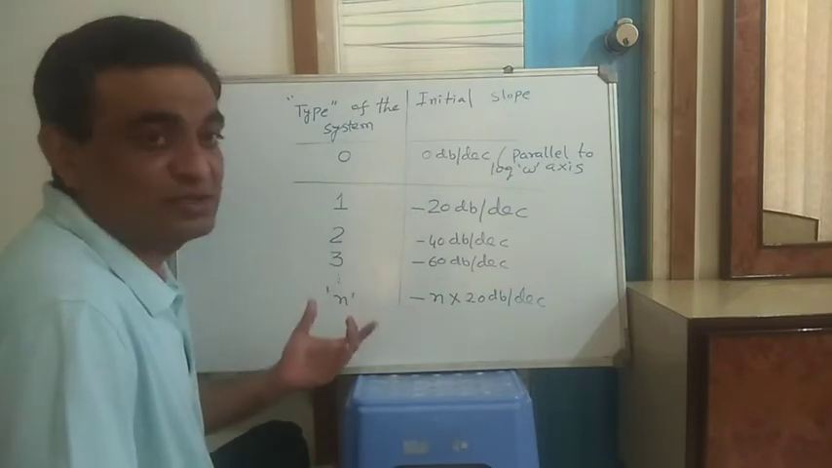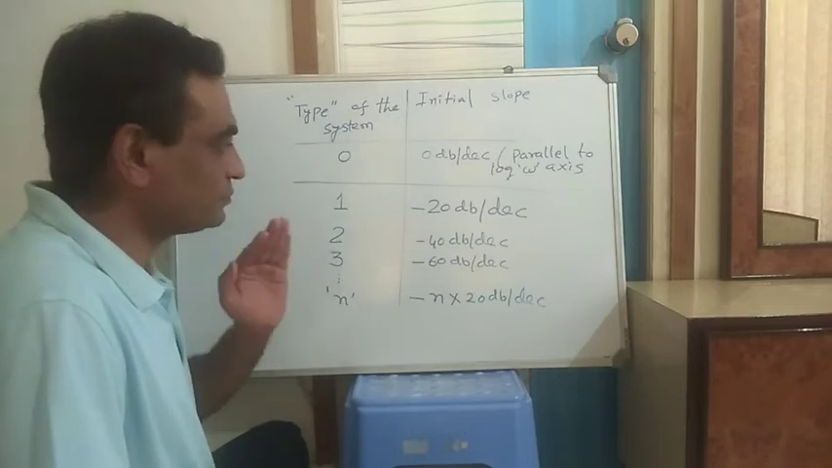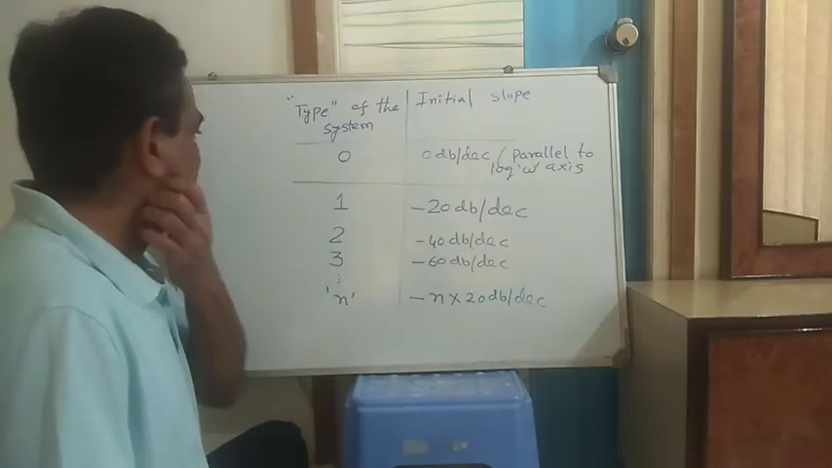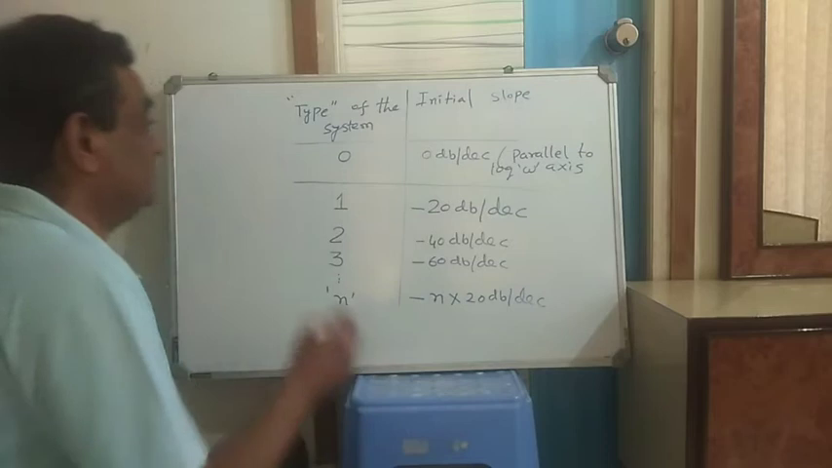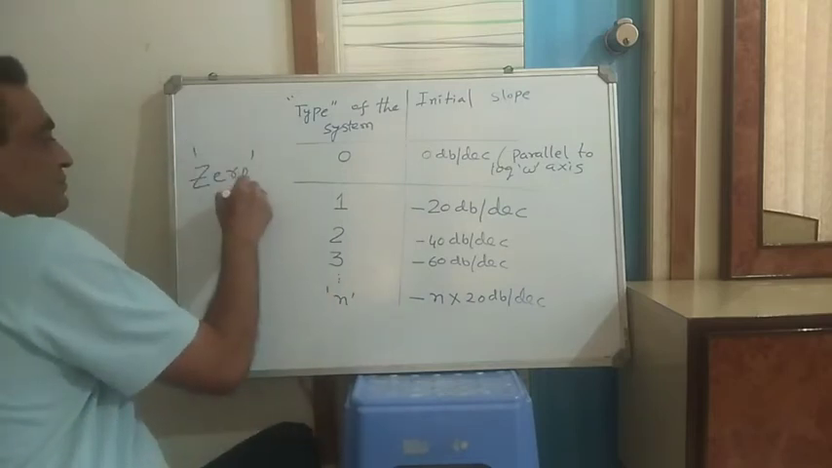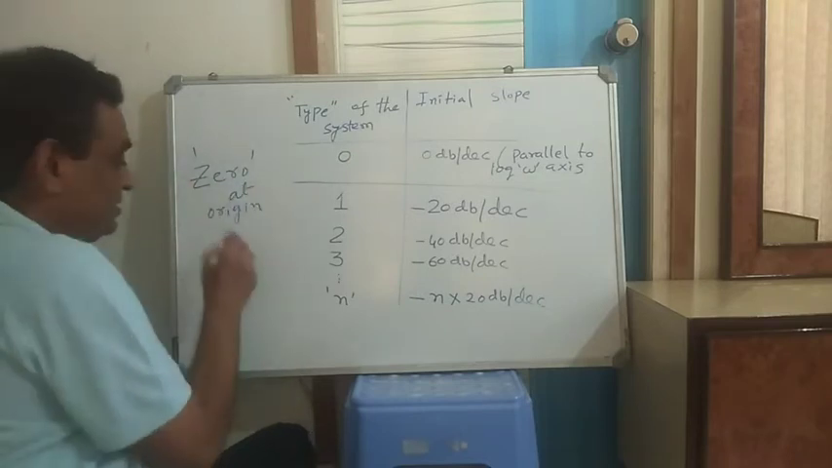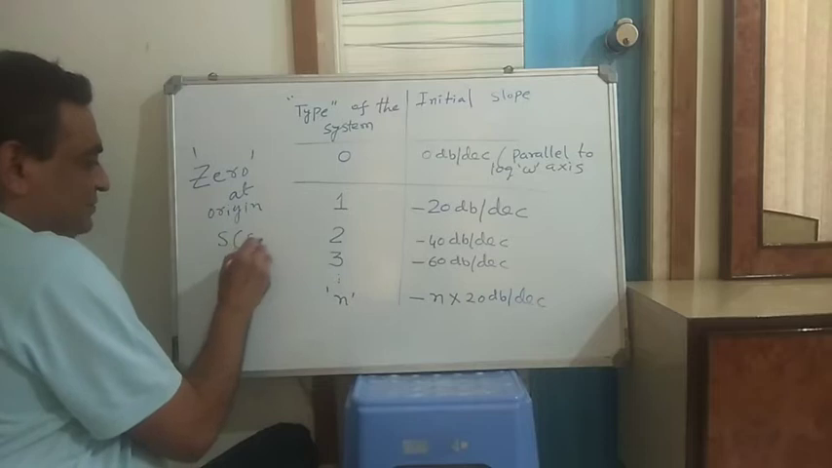Now this was the case when a pole was at the origin. It may happen that there is a zero at the origin in the transfer function. That means the transfer function is something like this.